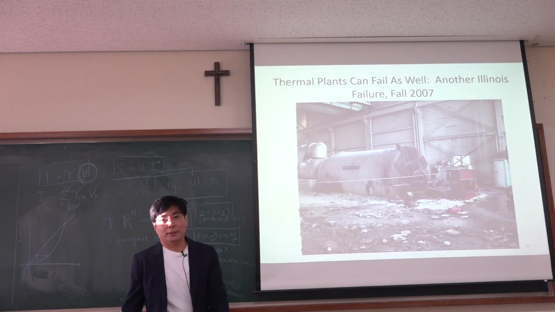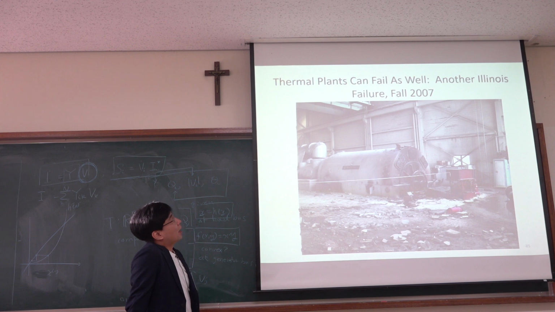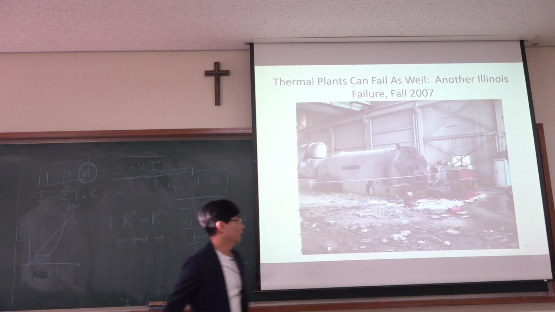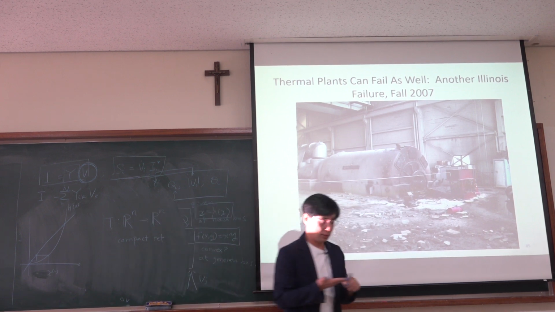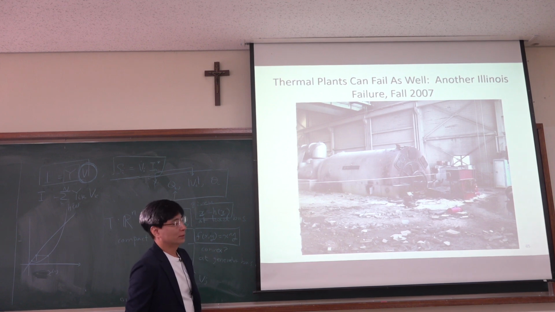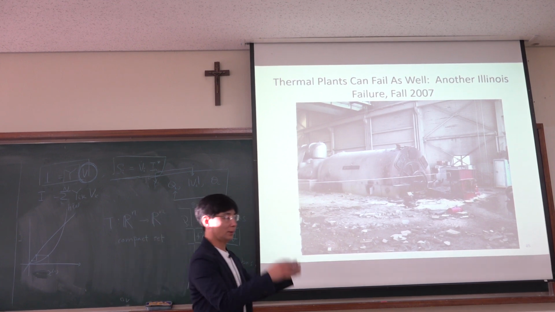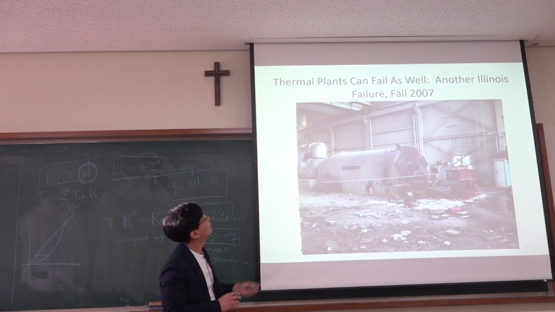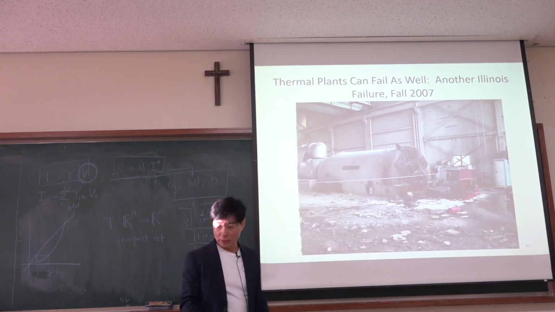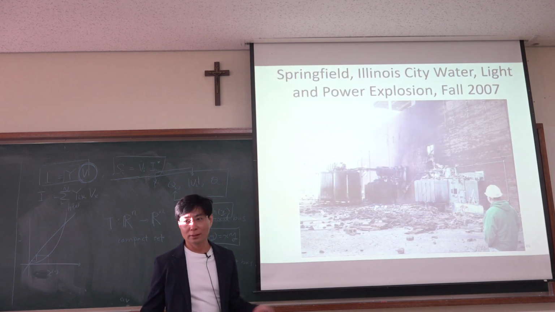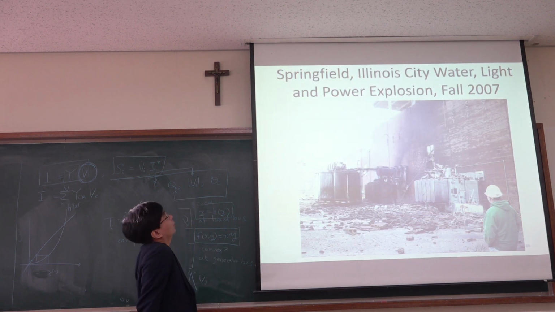Another failure: a thermal power plant can fail as well. In Illinois, 2007, this turbine exploded. So ESS can explode, a wind turbine can be broken, a thermal power plant can explode. What else? A transformer can fail as well.